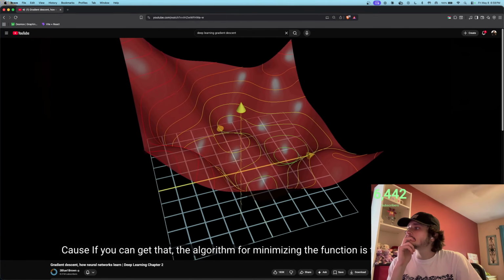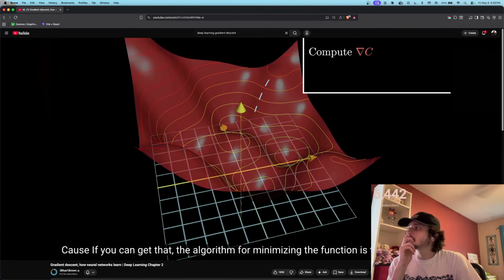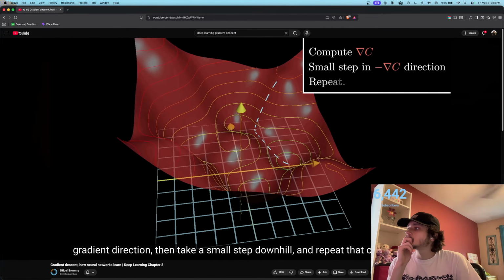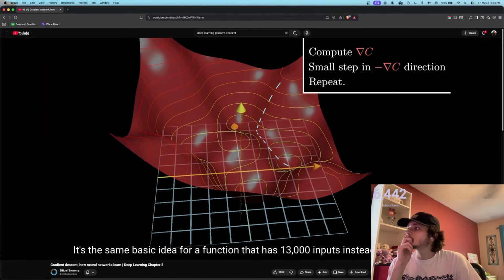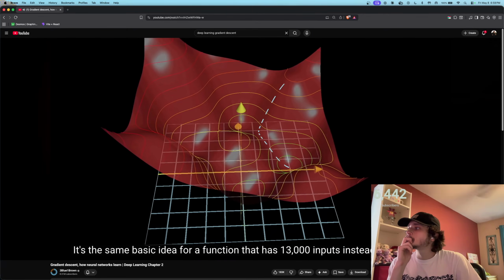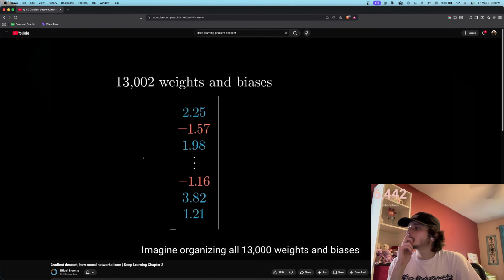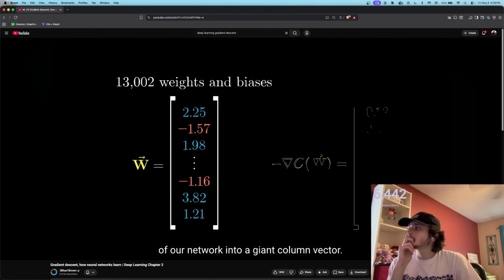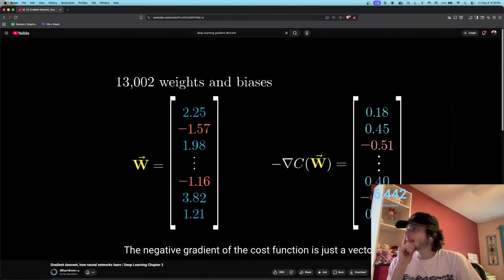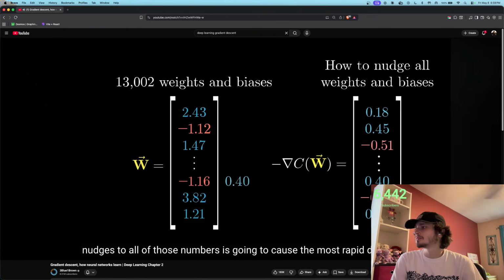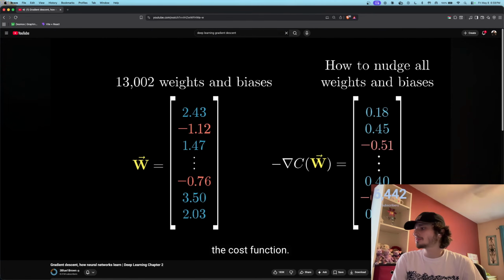Because if you can get that, the algorithm for minimizing the function is to compute this gradient direction, then take a small step downhill, and just repeat that over and over. It's the same basic idea for a function that has 13,000 inputs instead of 2 inputs. Imagine organizing all 13,000 weights and biases of our network into a giant column vector. The negative gradient of the cost function is just a vector. It's some direction inside this insanely huge input space that tells you which nudges to all of those numbers is going to cause the most rapid decrease to the cost function.